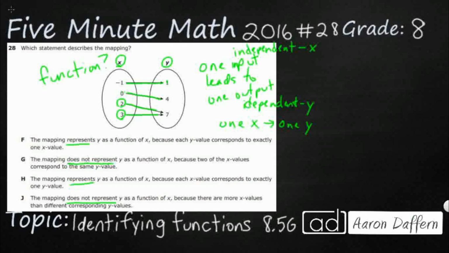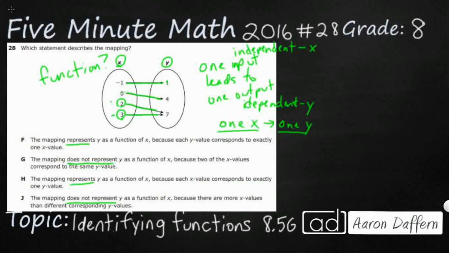Well, let's take a look at our definition here. 1 x leads to 1 y. So I've got my x of 2. That leads to 1 y of 7. So 2 and 7 match up. So that's good. I've got a 3. And that leads to 7. Does that lead to 1 y? Yes. It doesn't matter if both 2 and 3 lead to 7.